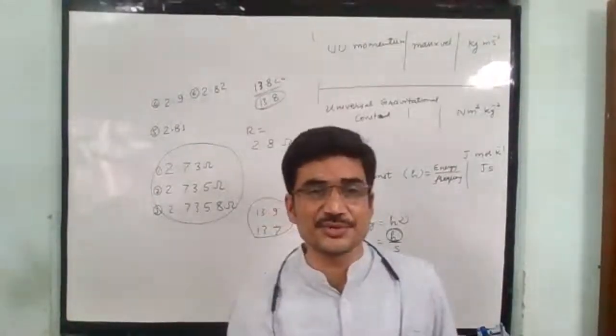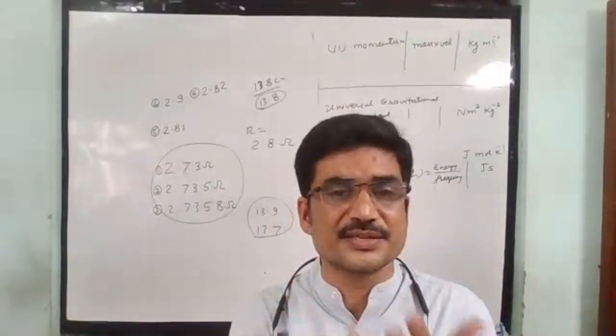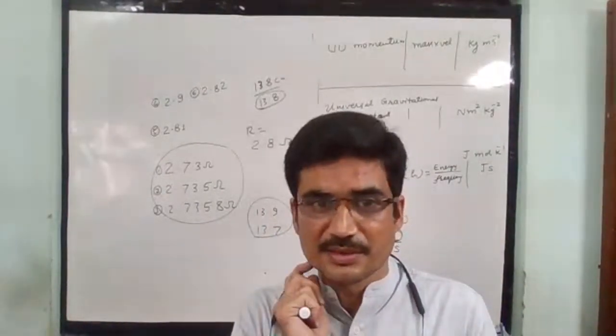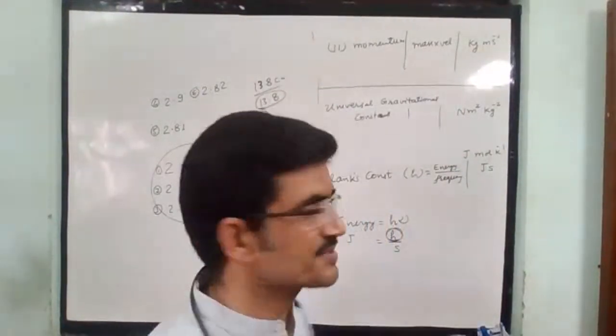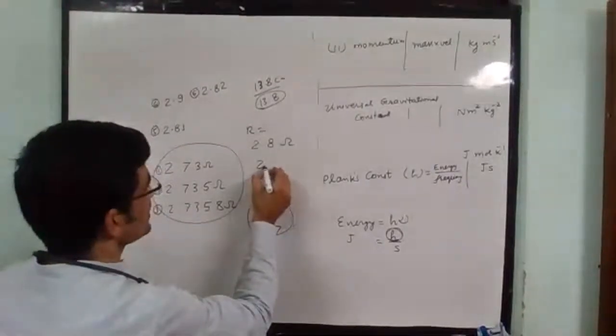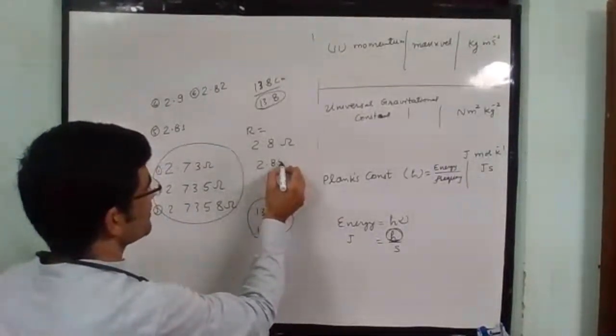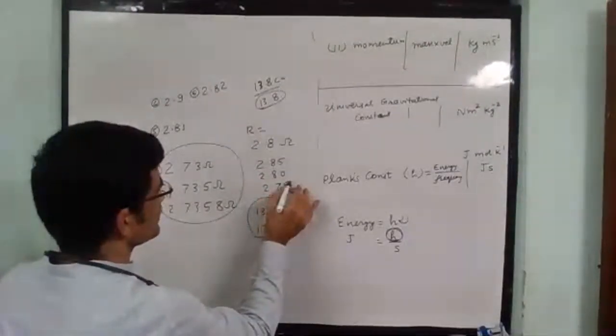But when we use another instrument where the least count is 0.5 millimeter, means 0.05 centimeter, there will be 20 parts here. In that case, we will get some other value. We will get like this, or like this, or like this.